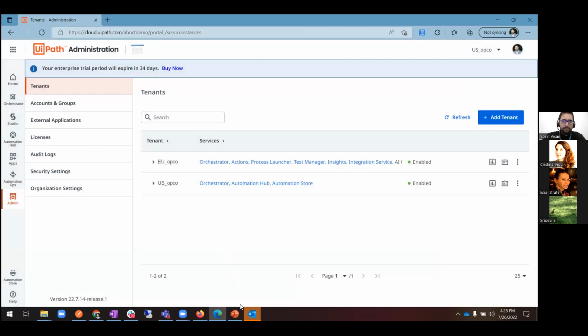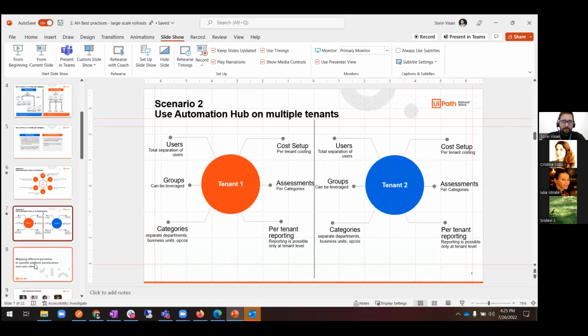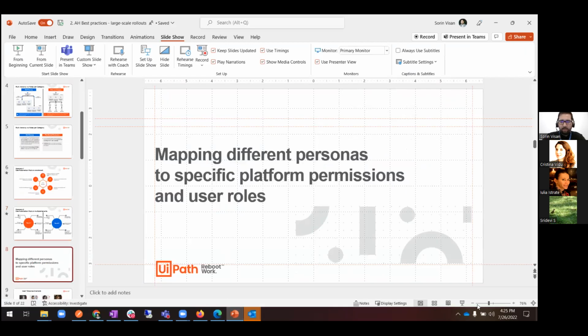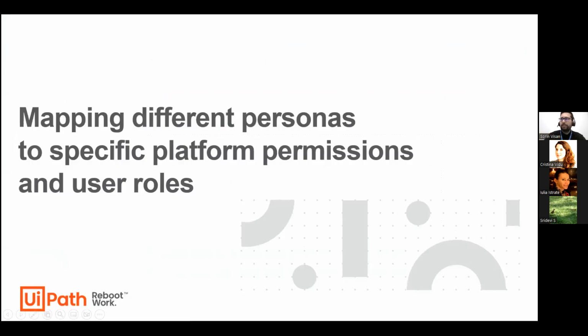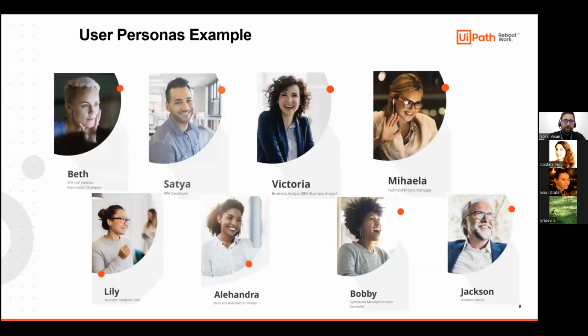Having that said, I think we can move back to the presentation, and we want to deep dive a bit and see, after we decided how we want to have our tenancy, if we want to go for a single tenant or a multi-tenant, how we map different personas to specific platform permissions and user roles, right? And before we get into the scenarios, let's have a look at some user personas examples. These are the personas that we use in UiPath, and that will apply to these scenarios.